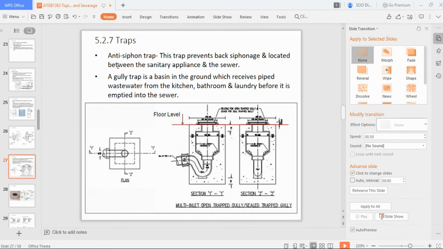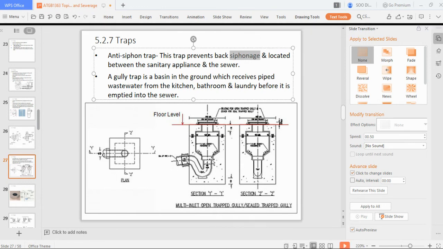Okay, then you have your anti-siphon trap and a gully trap. So the anti-siphon trap is to ensure that there's no back siphonage. So in your piping, you want to ensure that there's additional piping to allow the water to flow back and forth. And you have your gully trap. So this is just a basin in the ground which receives piped wastewater from kitchen, bathroom, and laundry before it's emptied into the sewer. So this is a figure of the gully trap.